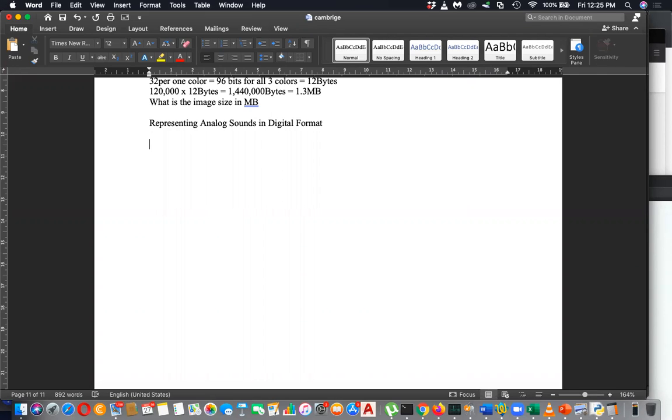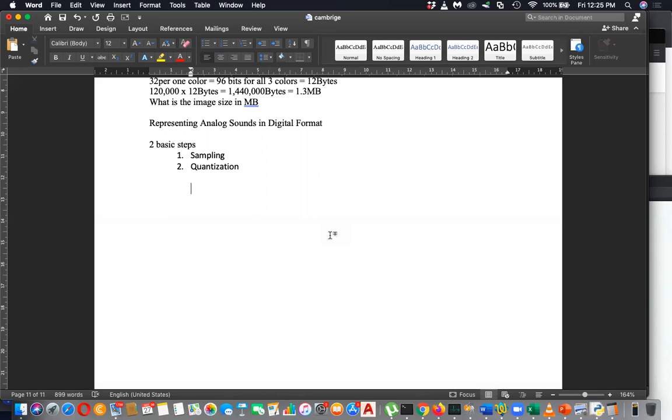This is done basically in 2 basic steps. The first one is called sampling, and the second one is called quantization. When you have an analog sound, you have to sample the sound. Sampling means you divide the sound wave into equal periods or equal proportions. Quantization means assigning a value or value level.